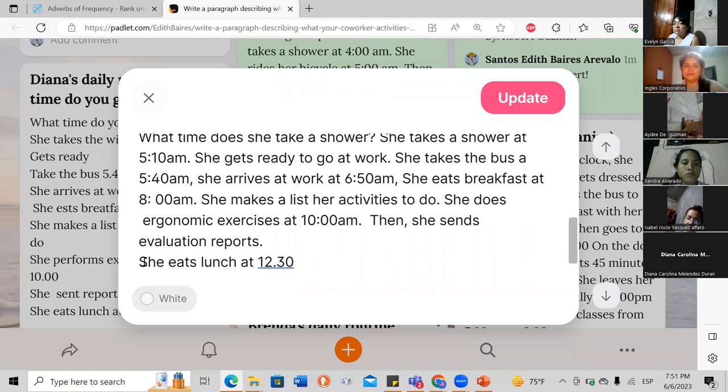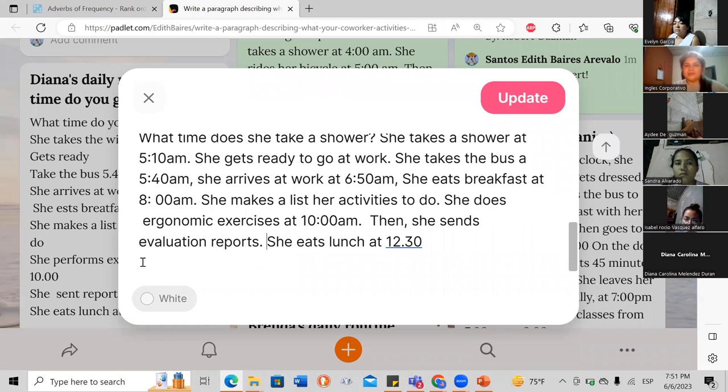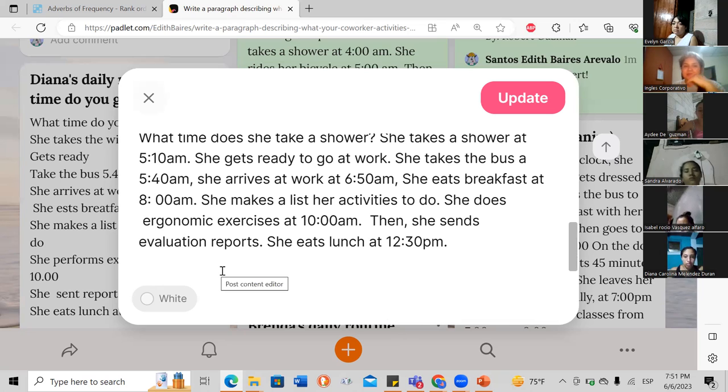Así sería, okay? Yes. She eats lunch at 12:30 p.m. Okay, nos quedamos ahí. Okay, estamos hablando de que envía evaluaciones de reportes. Supongo que crea reportes de lo que hacen y los envía. ¿Está correcto? Okay. Sí, sir.